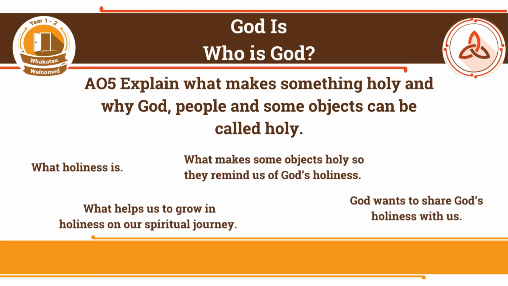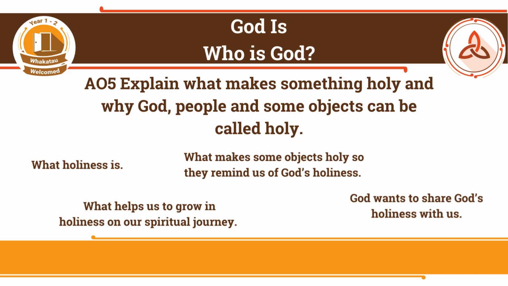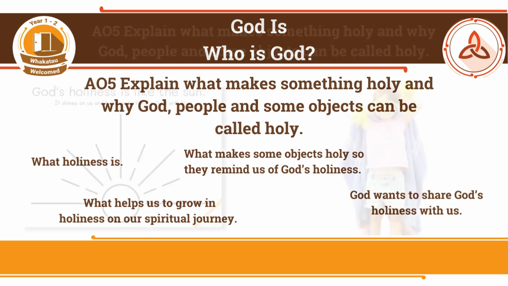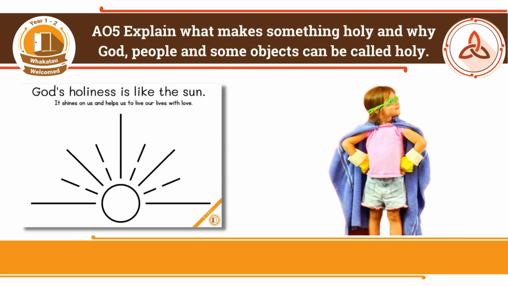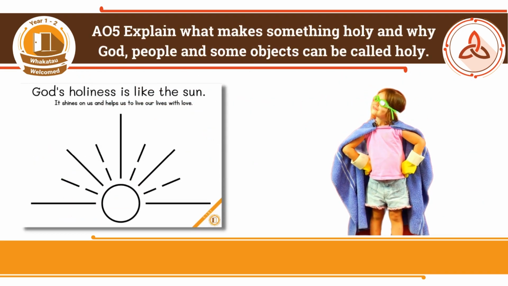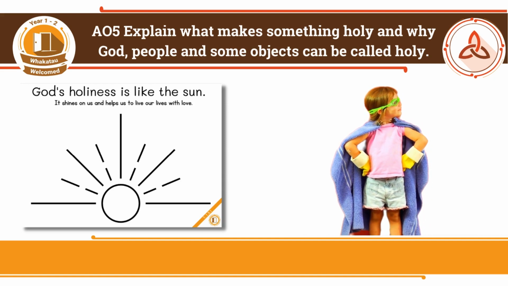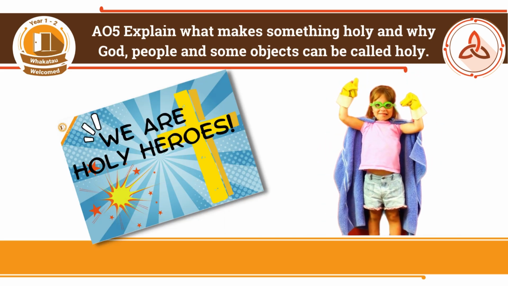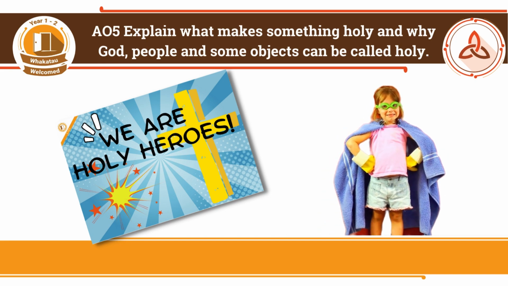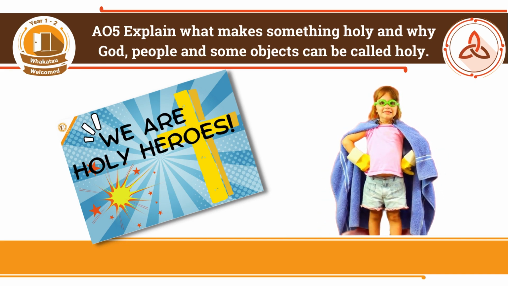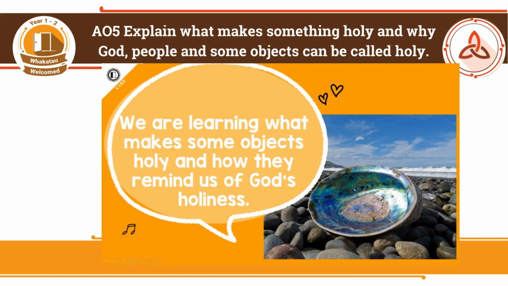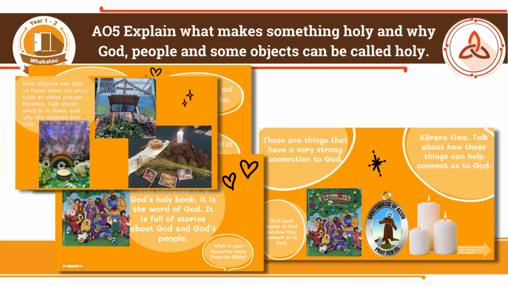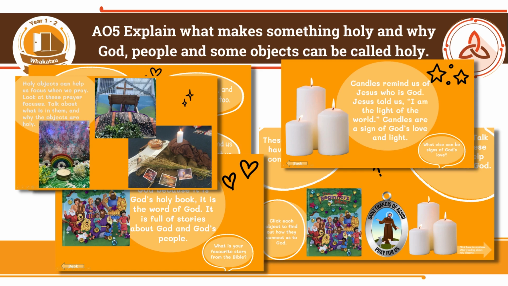AO5 is explain what makes something holy and why God, people, and some objects can be called holy. Throughout this achievement objective, children are exploring what holy means through words, actions, and things. There is an opportunity to be creative through art and a fun activity with an idea that through small, ordinary acts of everyday love, we can be holy heroes. Being holy is living our lives like Jesus. There's a really cool interactive PowerPoint which explains why some things are called holy and how we treat them because they are holy.